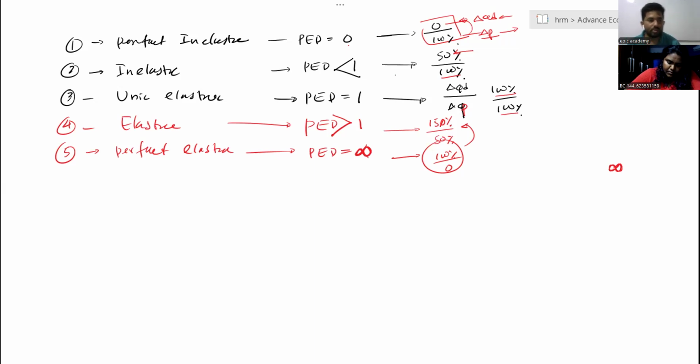Did we get the 5 types of elasticity of demand? Perfect inelastic, inelastic, unit elastic, elastic, and perfect elastic.